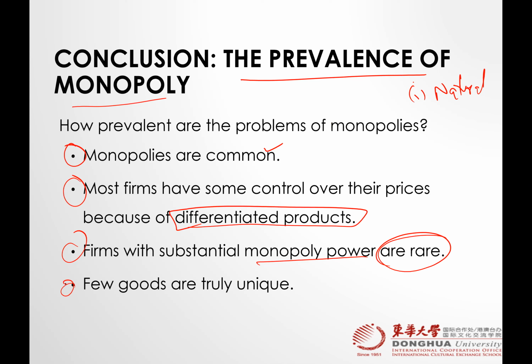And few goods are nowadays truly unique. Even though something is unique in a country, due to the WTO, trade and globalization, you can still import from anywhere in the world. So too few goods are truly unique. All others have substitutes and you can import, right?